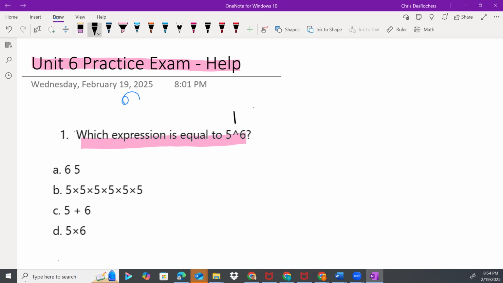You're like, what's that caret thing right there? Well, that means 5 to the 6th power. In an exponent, we have a base and we have a power. And in 5 to the 6th, the base is 5. The base is 5 and the power is 6.